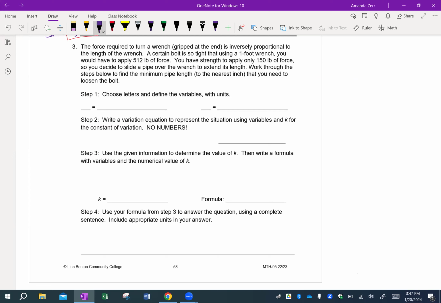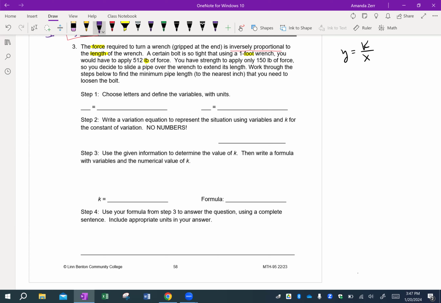All right, the force required to turn a wrench when we're gripping right at the end is inversely proportional. So what's coming in my head is that equation set up where we're taking our constant and dividing it by x. But our story isn't about that. It's about force, and it's about the length of a wrench. And I'm seeing feet, and I'm seeing pounds.